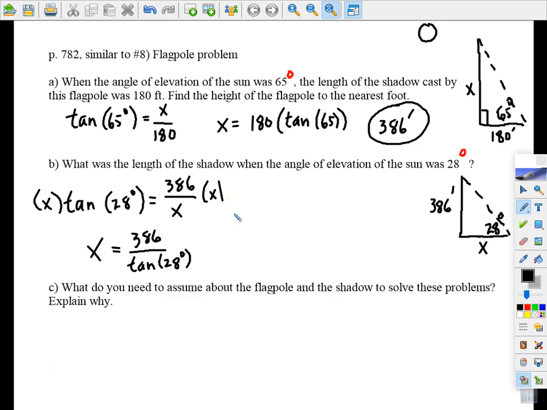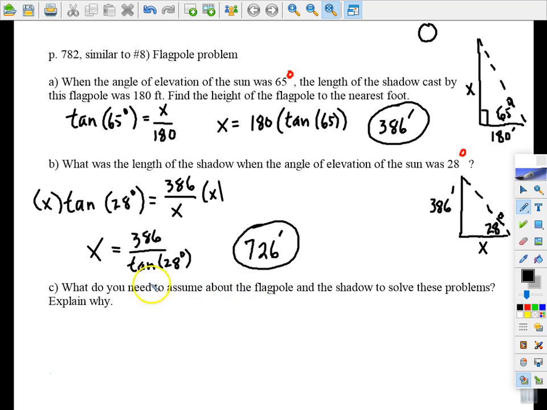Okay, so we can avoid some of these rounding issues if we just key into our calculator literally 386 divided by, and then instead of finding that decimal, rounding it, and then dividing by that decimal, let's just divide by tangent 28 degrees, or tan 28. And that's 725.96, so we would say 726 feet. Okay, so that would be my answer for letter B.